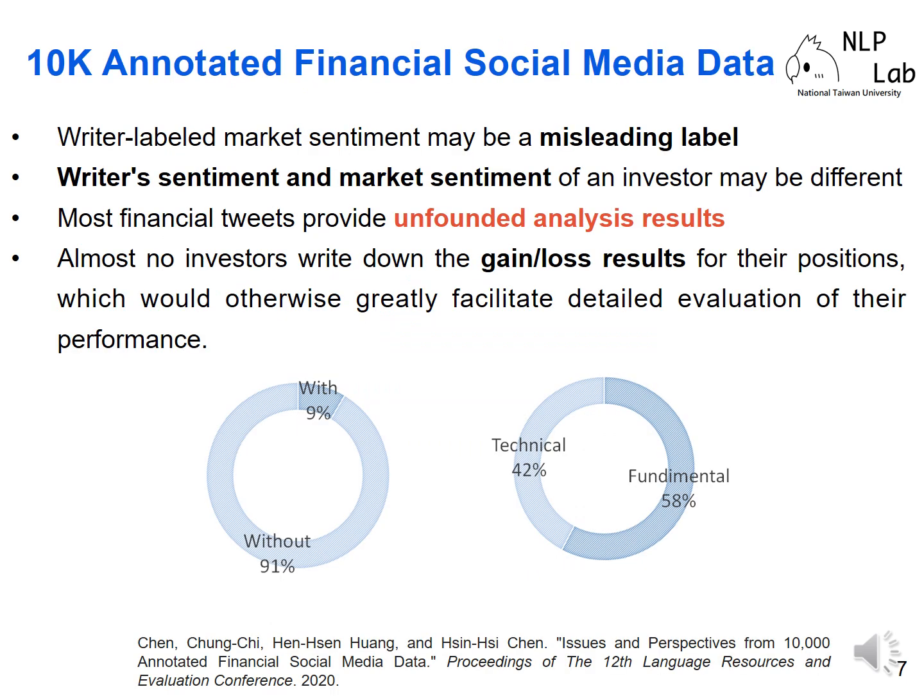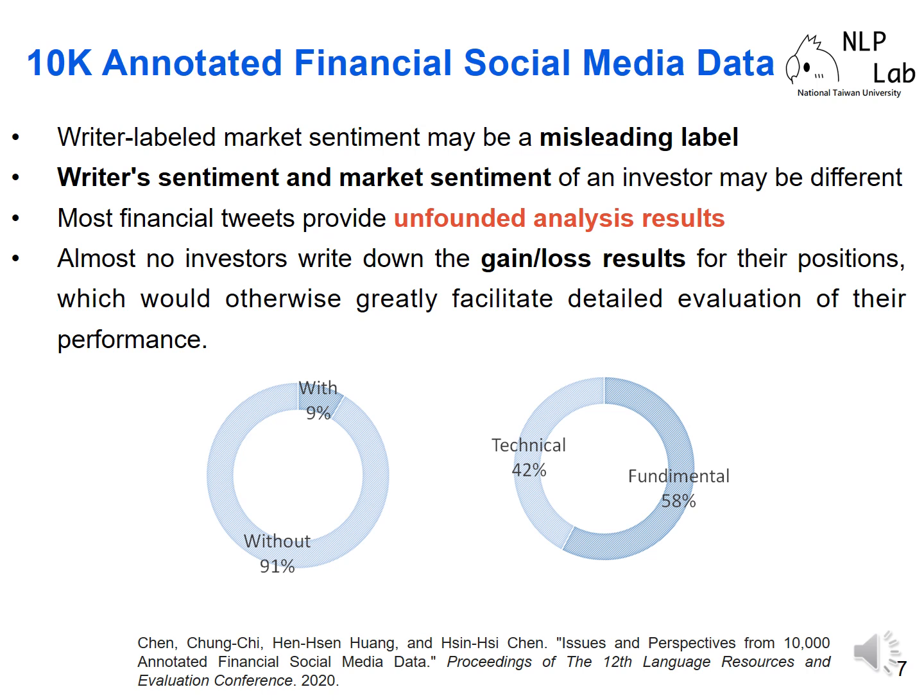In our LREC 2020 paper, we discussed the characteristics of financial tweets with 10,000 annotated tweets. We find that some labels may be misleading, and the sentiment and market sentiment may differ. Besides, we also find that most tweets do not provide the reason for their market sentiment label. That makes it hard for readers to capture the rationale of their analysis. Besides, it's also hard to know whether they gain or lose in their trading account. This work shows the limitation of using financial social media data.